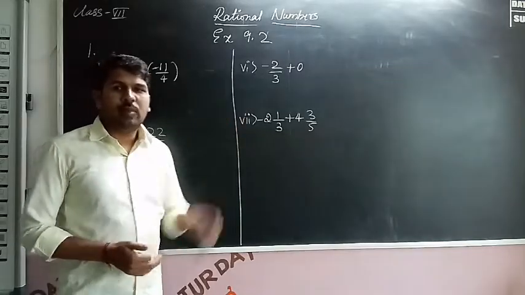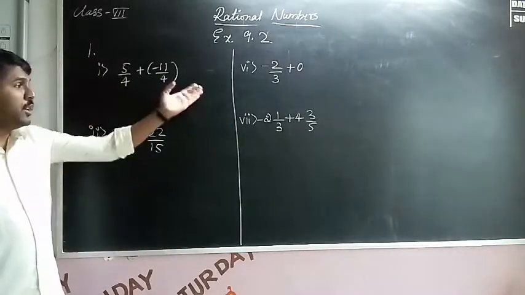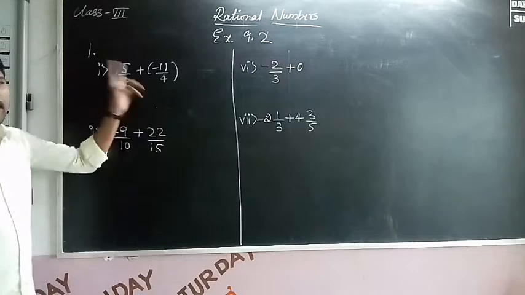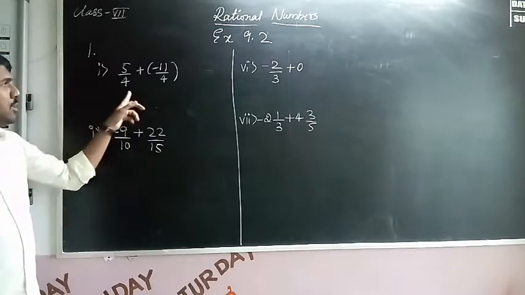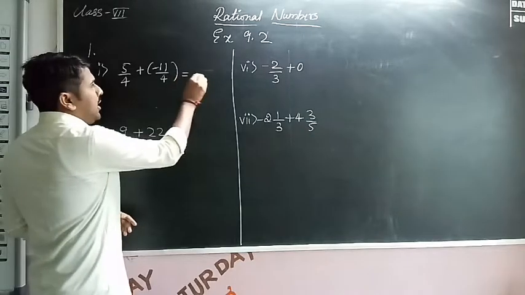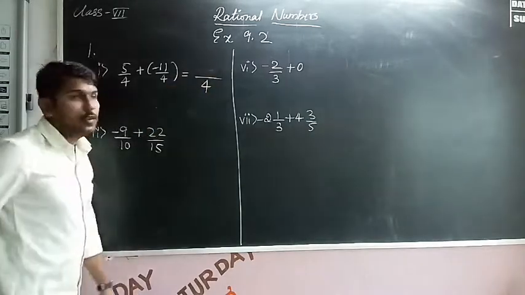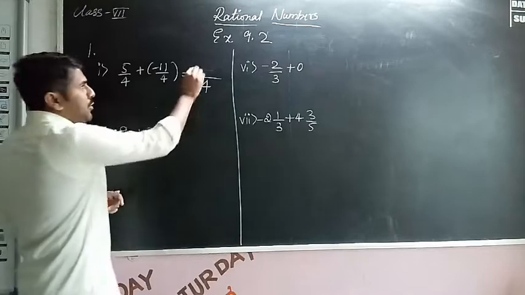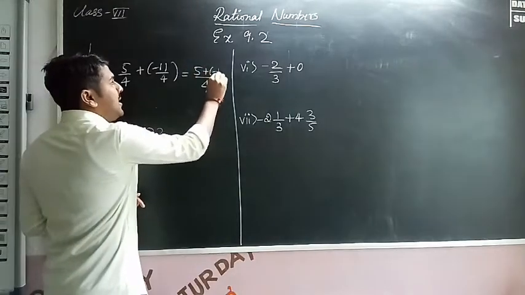Let's go to exercise 9.2. First thing, addition of rational numbers. So how to add rational numbers? We already know that. Here the denominators are the same, so just add the numerators. Here the denominators are the same because 4 is there, here also 4 is there. So 5 plus of minus 11.